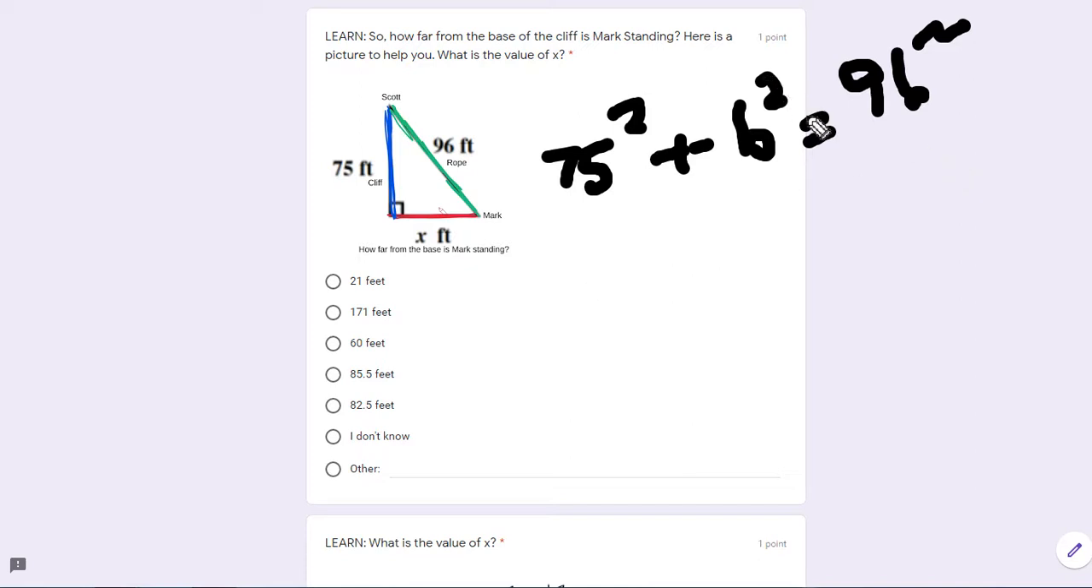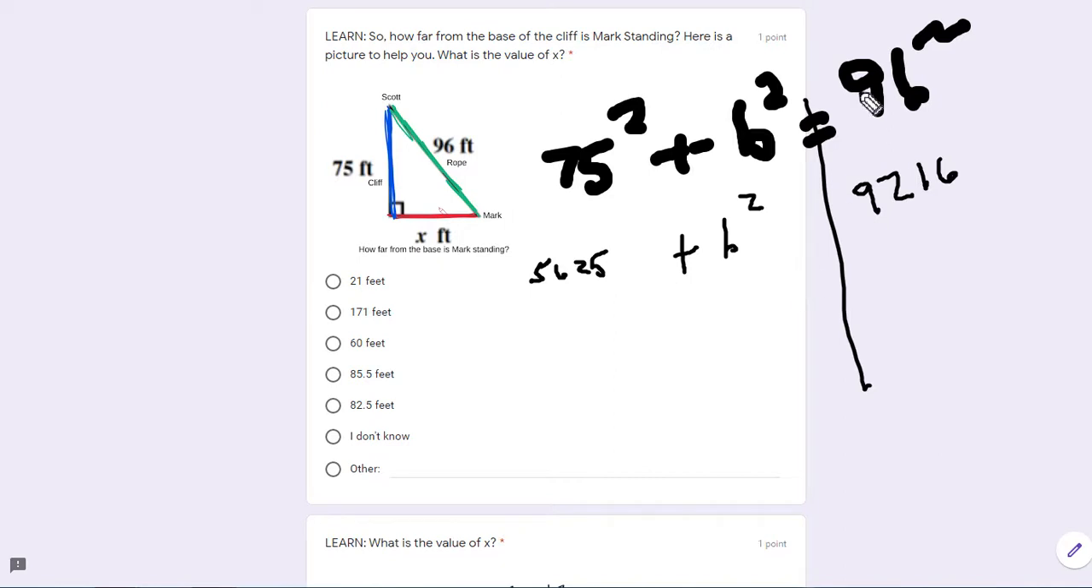All right, so we can do that very easily. This is where our algebra comes in, because we can draw our line. We have 75 squared, and that's going to equal 5,625. Okay, I leave my b squared there. Okay, and I need to figure out what 96 squared is, so I'm going to punch that into a calculator, and that equals 9,216. So the reason that we drew our line is because we have algebra. We need to balance this. I need to get rid of this. Okay, so how am I going to do that? Well, let's add in a balance set.